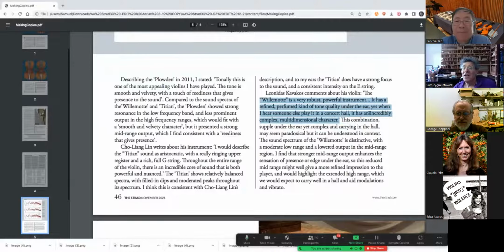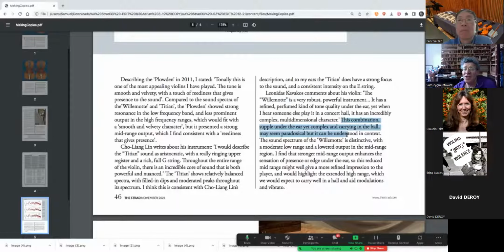which I'm sure reflects my own prejudices. But so he said, the Wilmot is a very robust, powerful instrument. It has a refined, perfumed kind of tone quality under the ear. Yet when I hear somebody else play it in a concert hall, it is an incredibly complex, multidimensional character. So what does he mean by that? And then the rest of it is my interpretation.